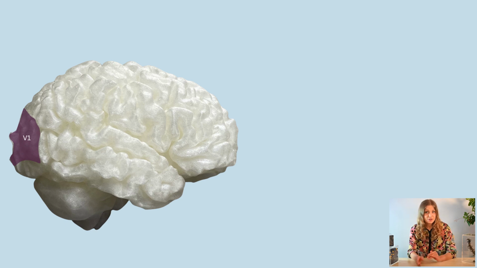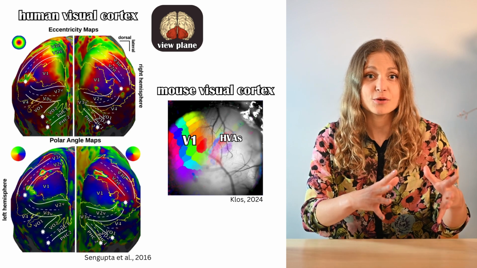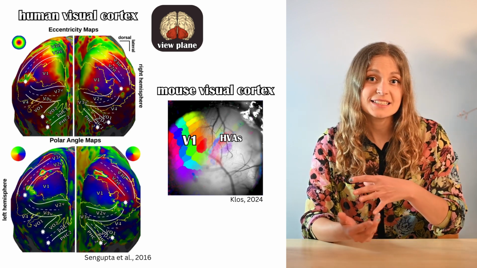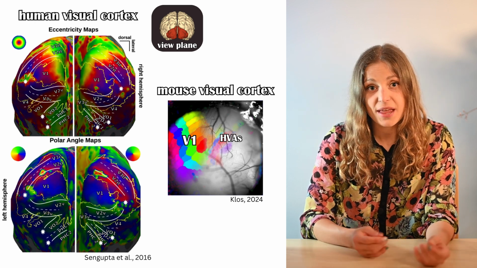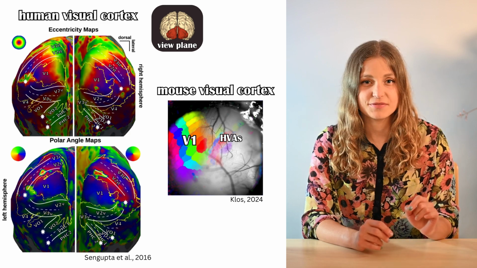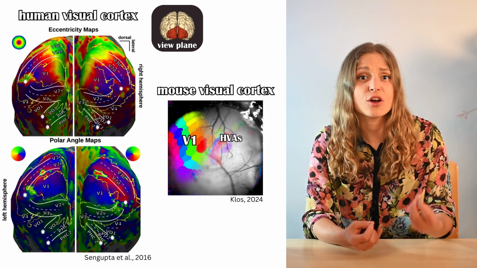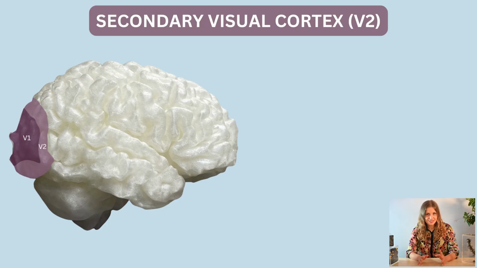Moving from the primary to the secondary visual cortex, we notice a key feature. The retinotopic map flips. Scientists can determine this flip using imaging techniques to map retinotopy. And while the secondary visual cortex may not always mirror the V1, this flip serves as a common rule in identifying higher visual areas. Let's talk about the anatomy.